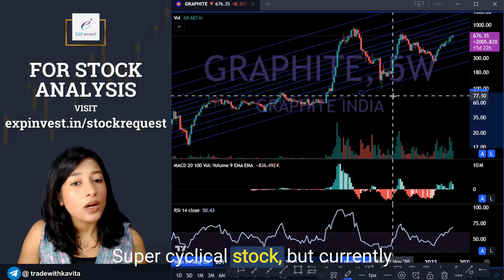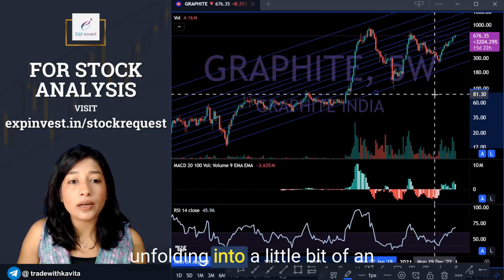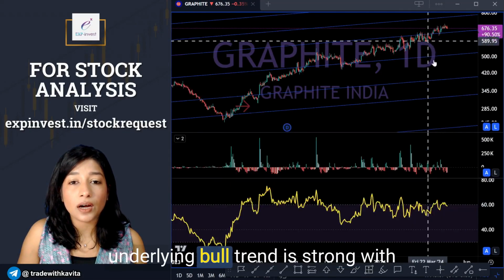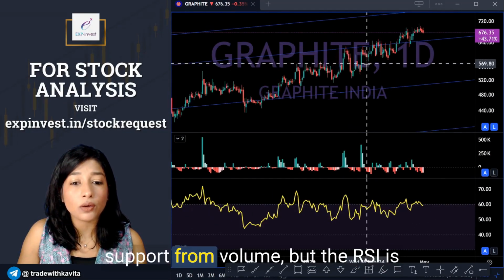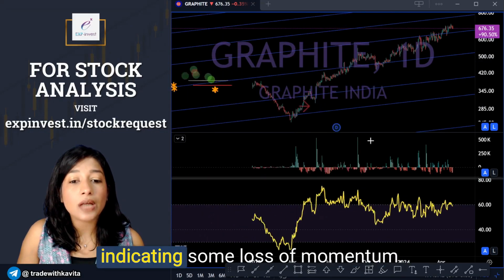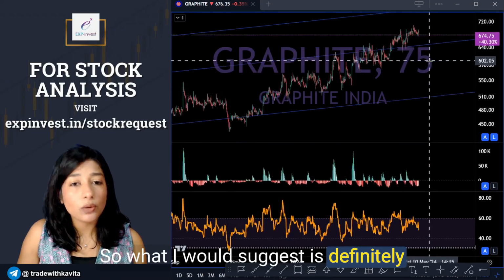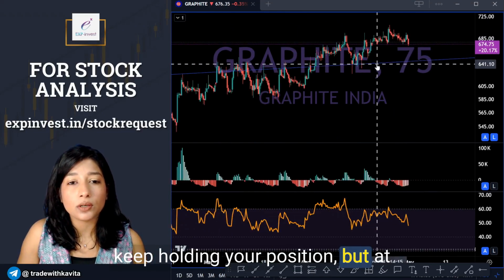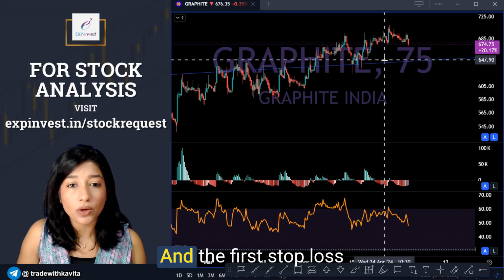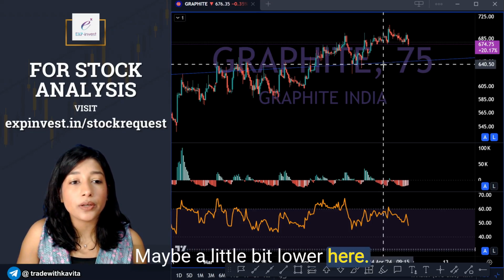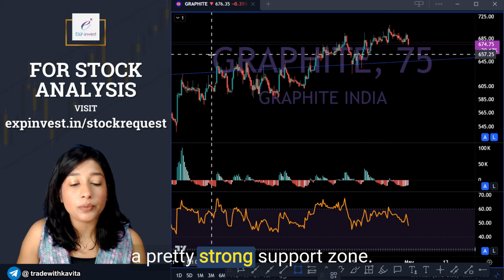Super cyclical stock, but currently unfolding into a little bit of an uptrend. And I can see that the underlying bull trend is strong with support from volume, but the RSI is indicating some loss of momentum. So what I would suggest is definitely keep holding your position, but at the same time maintain a stop loss. And the first stop loss for you would be 400 and maybe a little bit lower here, because here I can see there is a pretty strong support zone.